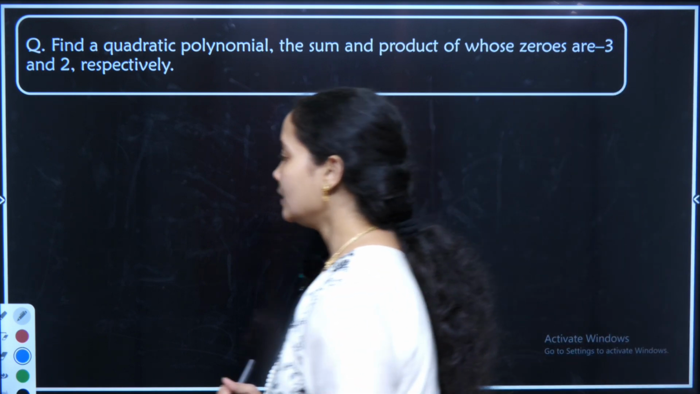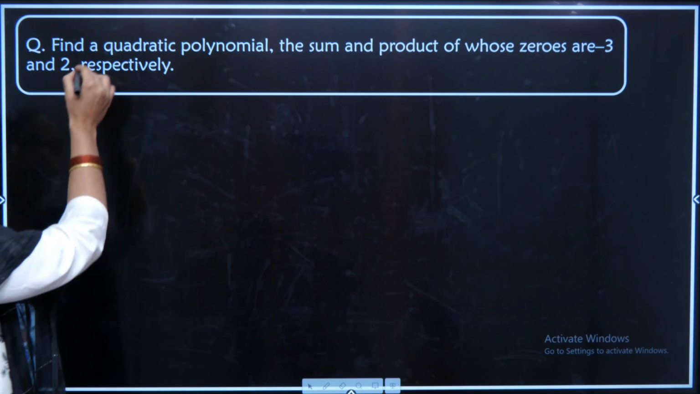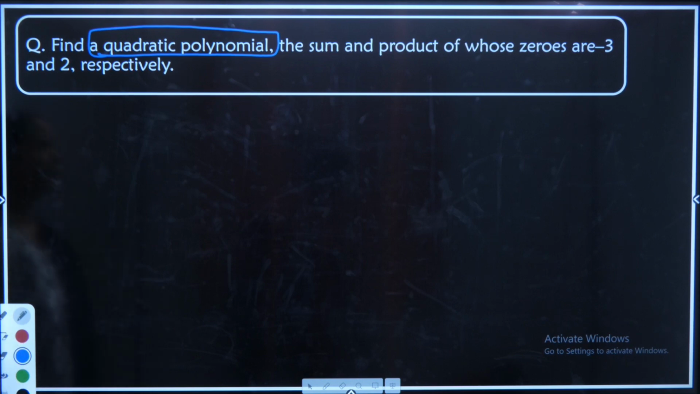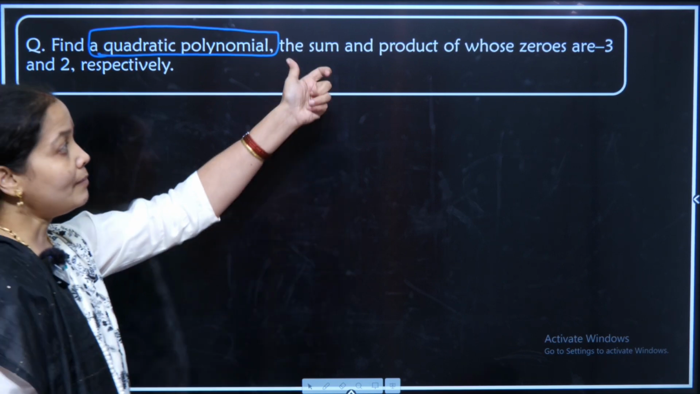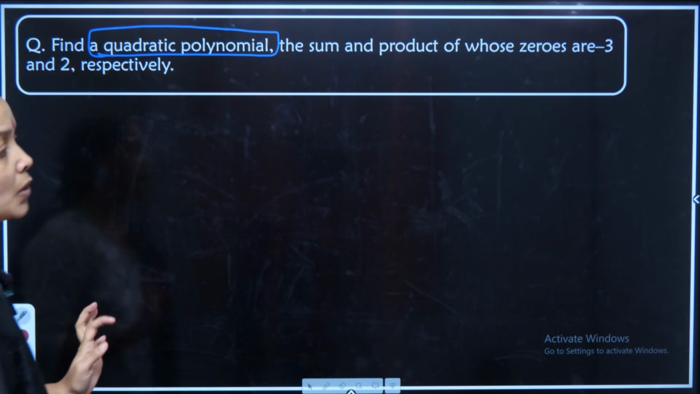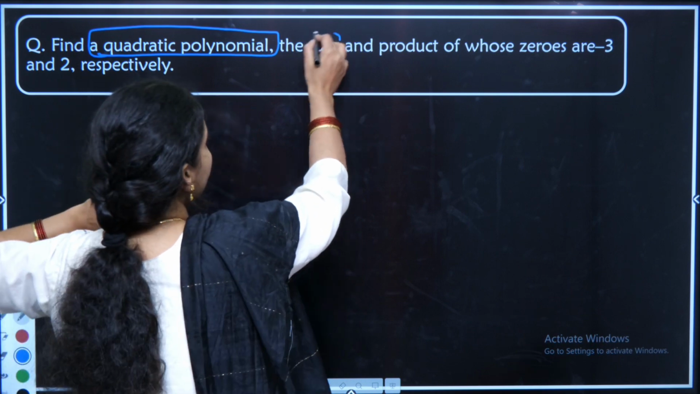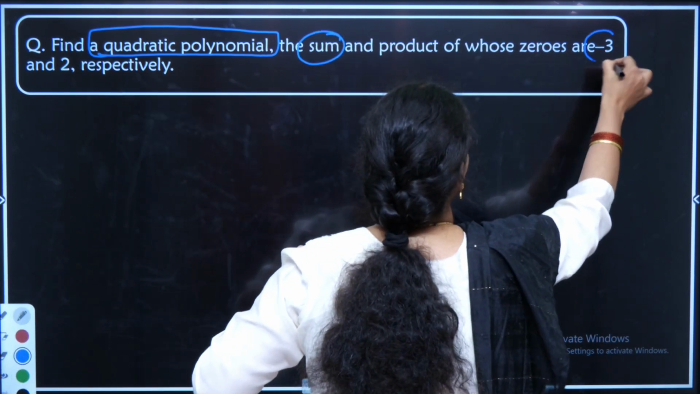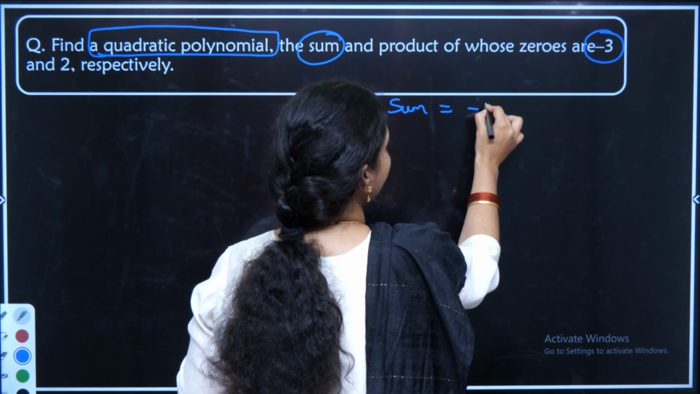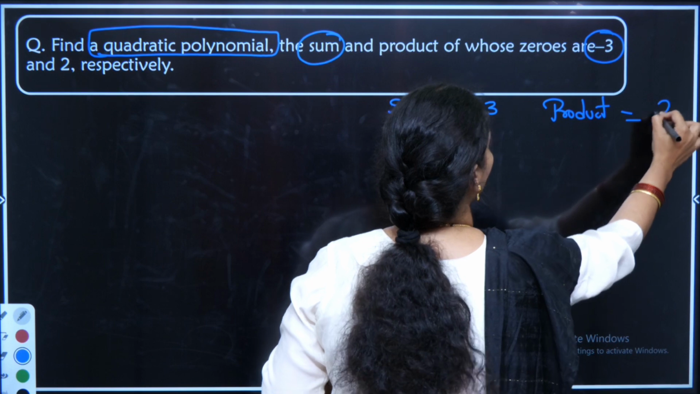In this question, we are being asked to find a quadratic polynomial. Let us underline what is asked: quadratic polynomial. They are asking us to frame a quadratic polynomial where the sum and product of whose zeros are negative 3 and 2. What do I mean by sum and product of zeros? Sum of the zeros is negative 3 and product is 2.